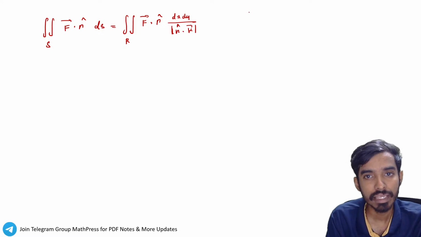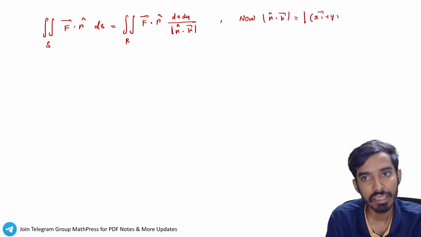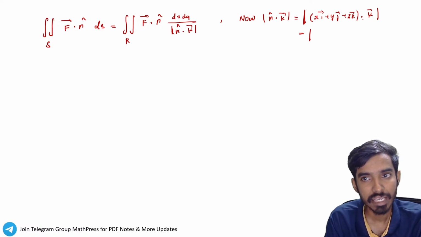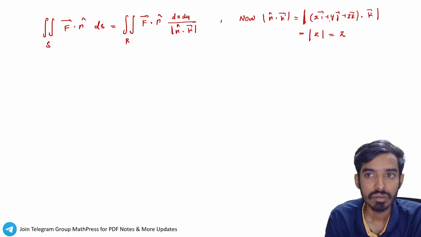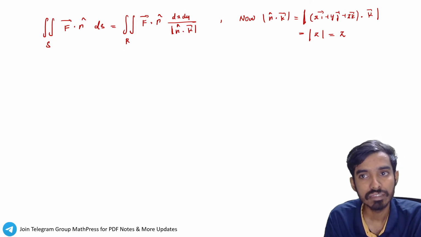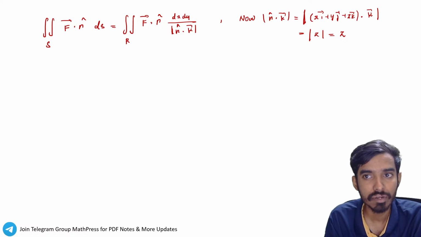Now what is modulus of n cap dot k vector? Do you know what is n cap? So n cap is xi plus yj plus zk. You need to make a dot product with k vector and take the modulus. So xi plus yj plus zk dot k will be z, right? So we will have only z here. Very simple. Just make a dot product with k vector, which is 0i plus 0j plus 1k. So z into 1, you will have z.